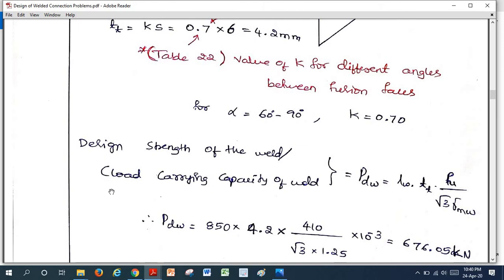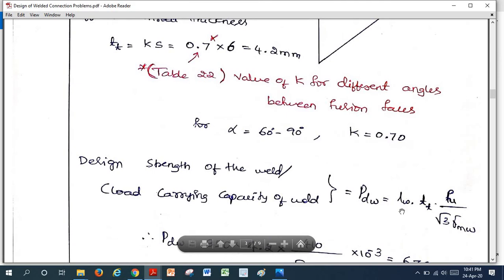Now design strength of the weld or load carrying capacity of the weld is equal to the area of the welding into stress. Here we need to take FU, so the least FU of plate and weld. Here they have not mentioned it, so we will assume the same strength. We are supposed to take 14 here for FU. So this is the stress, this is the area, this is the load carrying capacity.